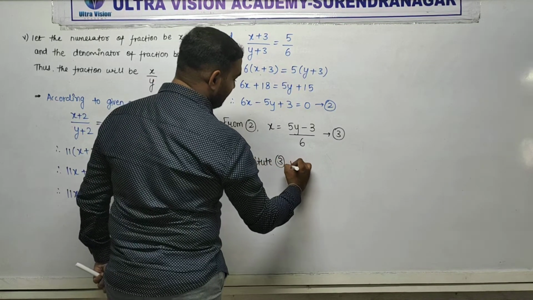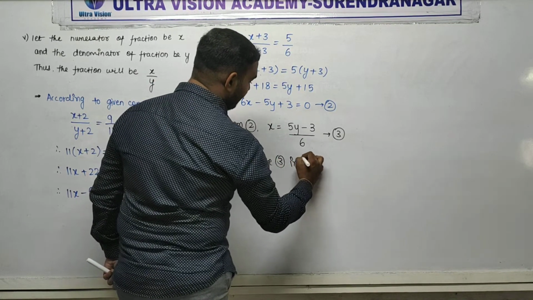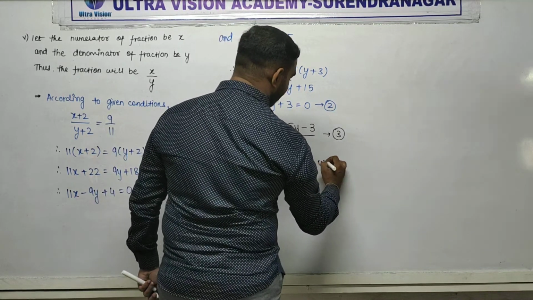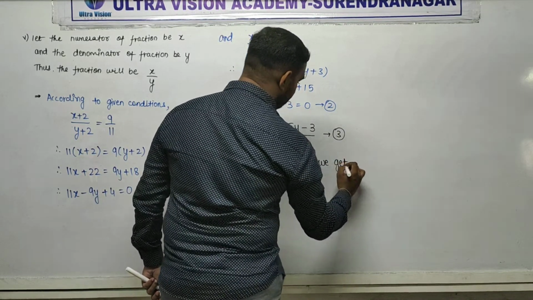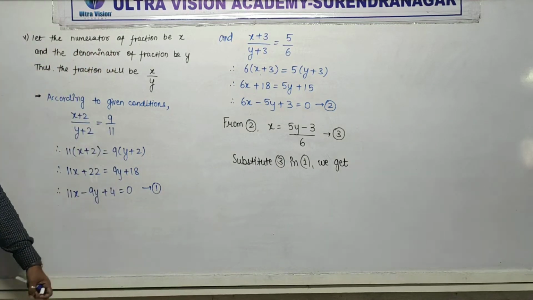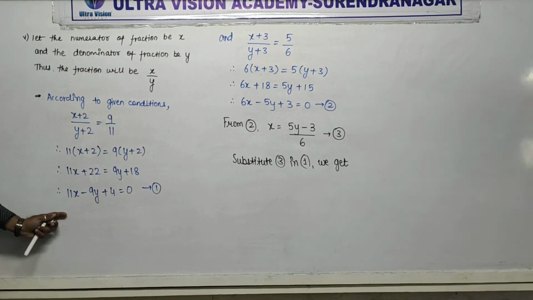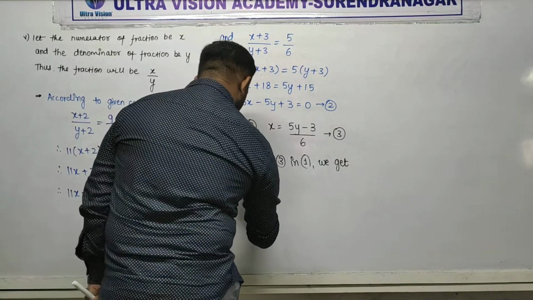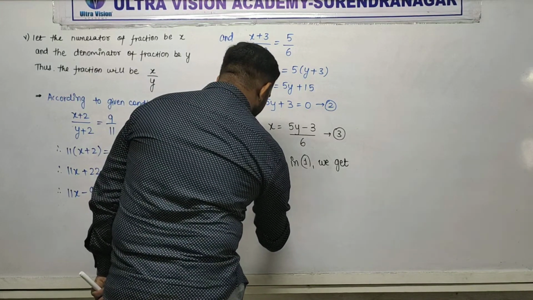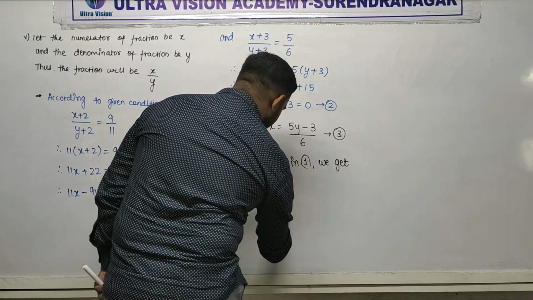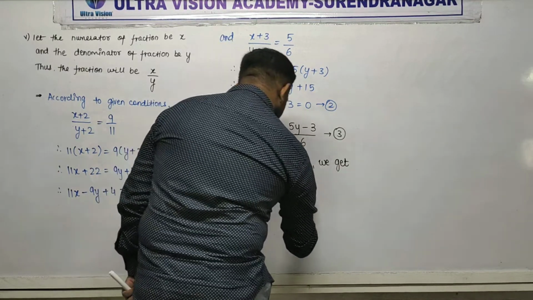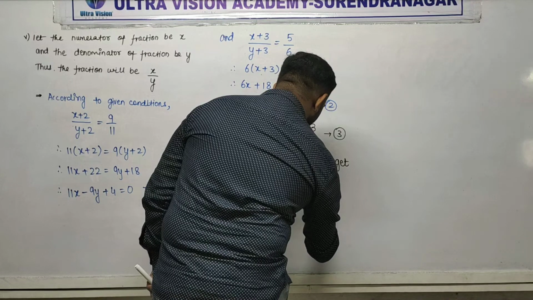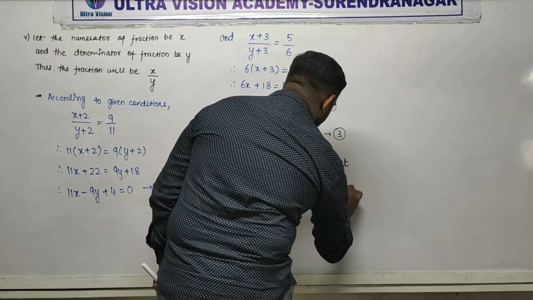Substitute result 3 in 1. What shall we get? Substitute 3 in 1. Replace the value of x here. So 11 multiplied by 5y minus 3 upon 6 minus 9y plus 4 equal to 0.